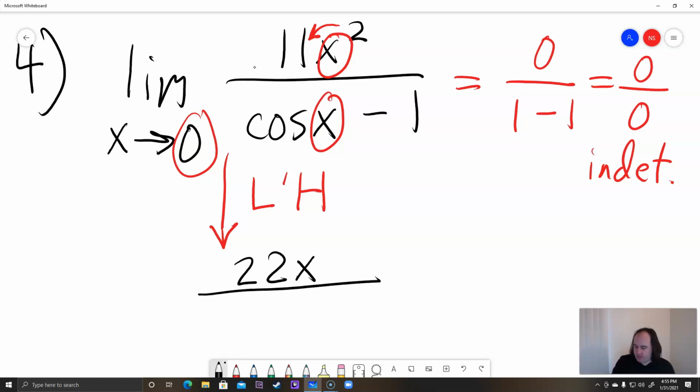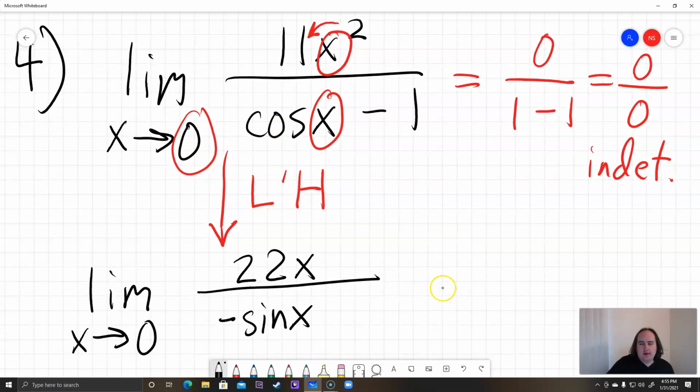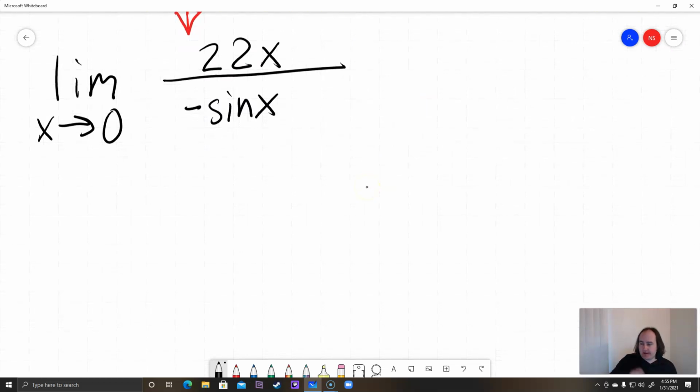And then on the bottom, the derivative of cosine of x is actually negative sine of x. So on the bottom, we should have negative sine of x. And then the derivative of negative 1, because it's a constant, is just 0. So you should now have 22x over negative sine of x. And we're taking the limit as x goes to 0 of this one. All right. So let's see what happens when we plug in 0 this time.